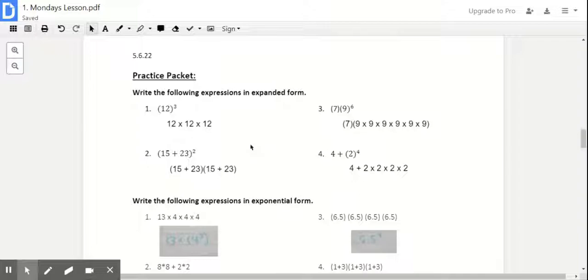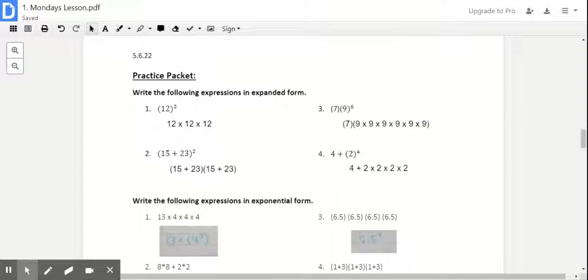Number 3, 7 times 9 to the sixth power. Again, this is what I was saying about how if parentheses are next to each other, they are multiplication. So you have 7, and then since the 6 is outside of the 9 only and not around everything, this is not a group, so it's only going to be multiplying the 9 repeatedly 6 times. So 7 on the outside, and then in the big group of parentheses, 9 times 9 times 9 times 9 times 9 times 9.